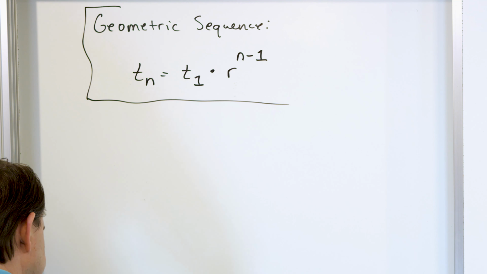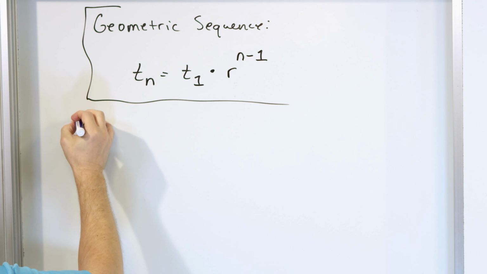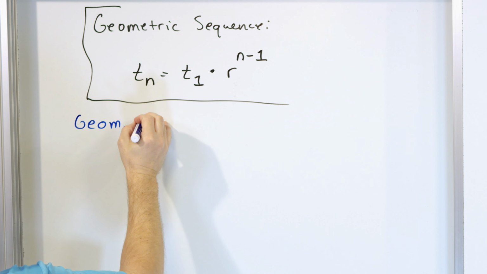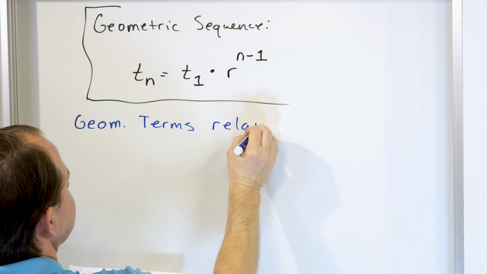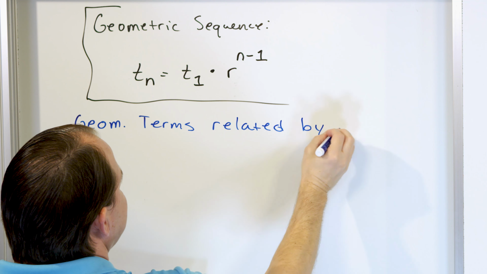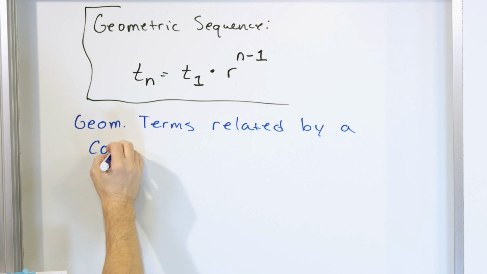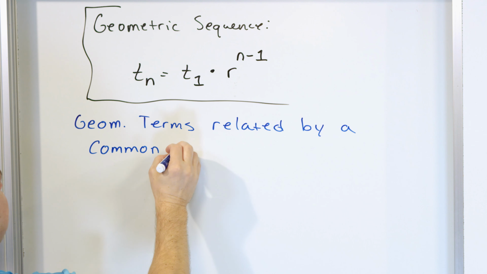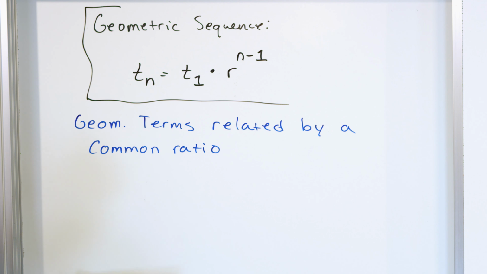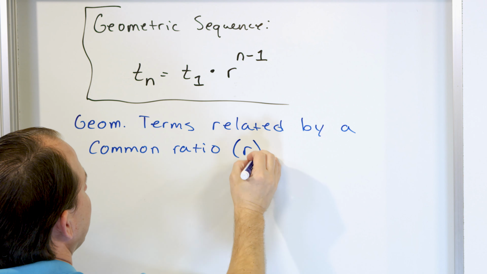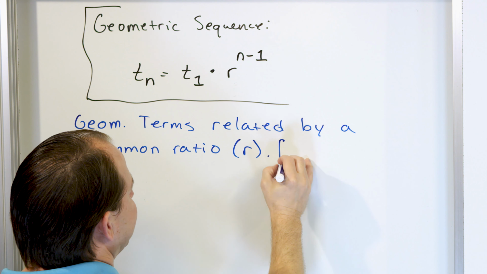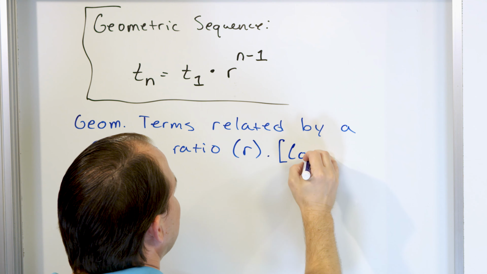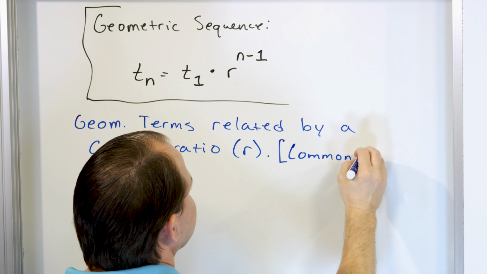So what I need to write down first is that the geometric terms are related by a common ratio. In almost all books that I've ever seen, this common ratio is just called r. In fact, that's why I have r in the equation. So this r is what we call the common ratio between the terms. But what I like to tell people is that it's all related to what we call a common multiplier.